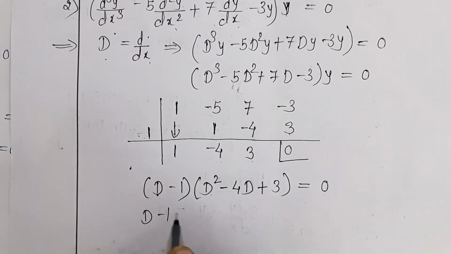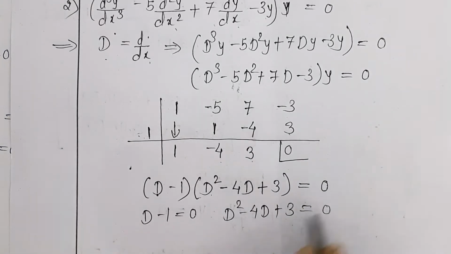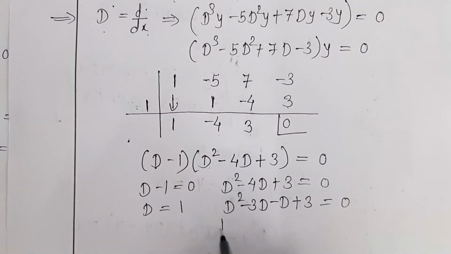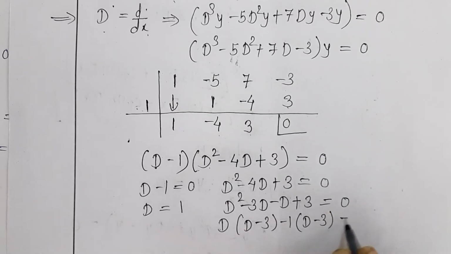Now D minus 1 is equal to 0 and D square minus 4D plus 3 is equal to 0. So D is equal to 1, and for D square minus 4D plus 3 is equal to 0, the multiplication must be 3 and the addition must be minus 4. So minus 3 into minus 1 is 3 and minus 3 minus 1 is minus 4. So we can write it as D square minus 3D minus D plus 3 is equal to 0. So D common, D minus 3, minus 1 common, D minus 3, is equal to 0.